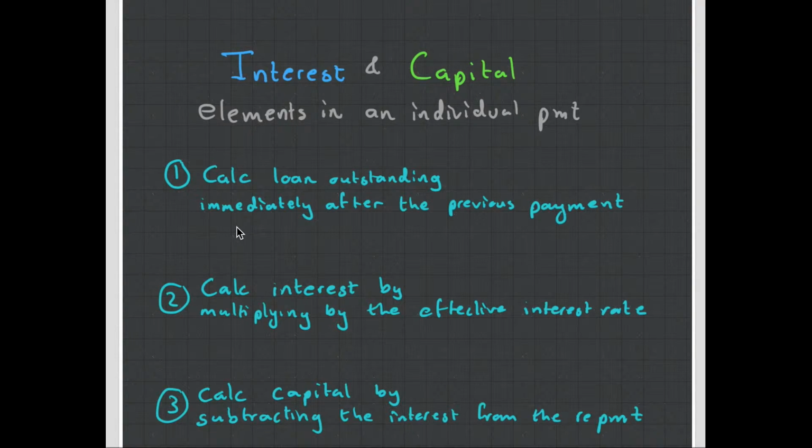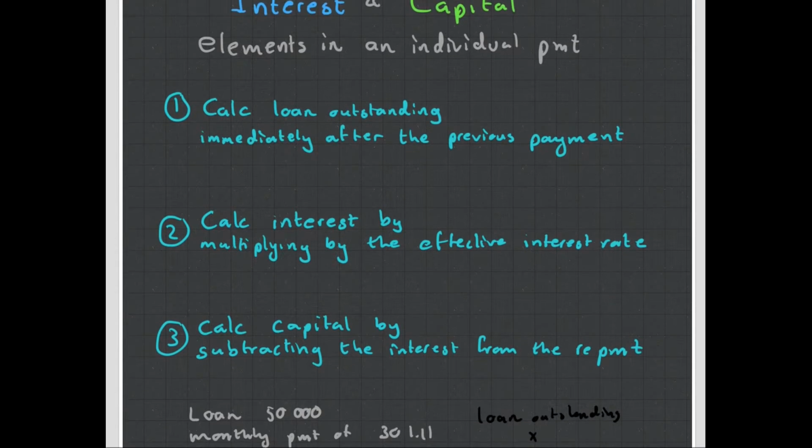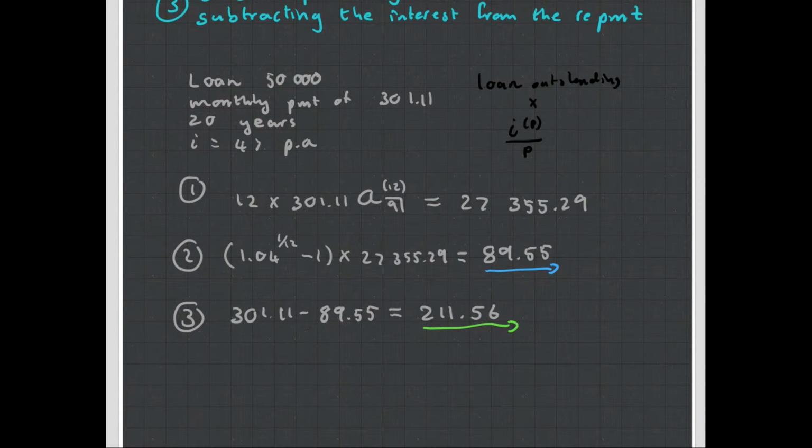If you want to know the different components of each payment, you calculate your outstanding loan immediately after the previous payment. Then you calculate the interest component by multiplying it by the effective interest rate. You then calculate the capital by subtracting the interest component from the payment, which gives you the capital component. I've got another little example here. Feel free to pause, read through and go through it yourself. It's a follow-on from the previous one, showing how I've taken the components and separated them.